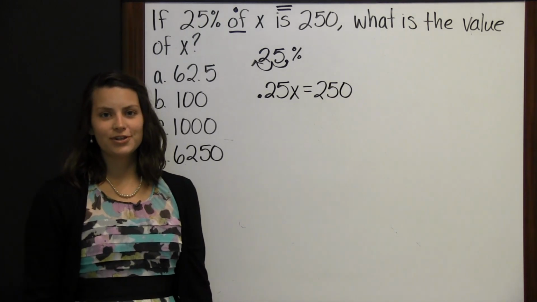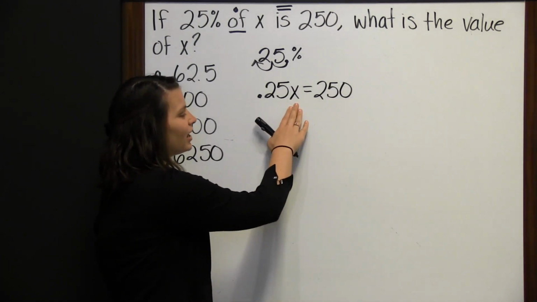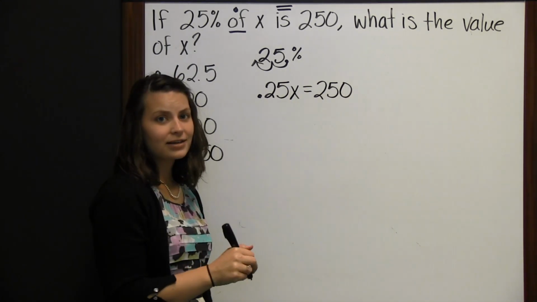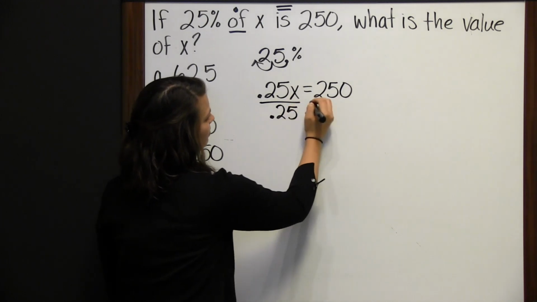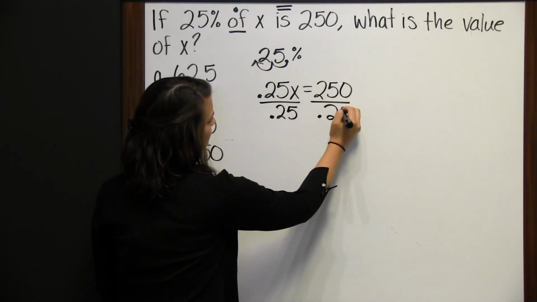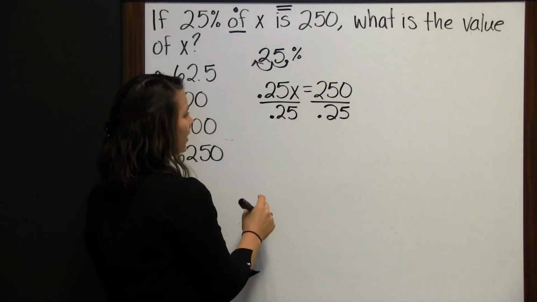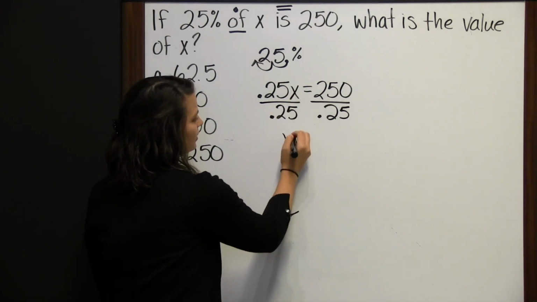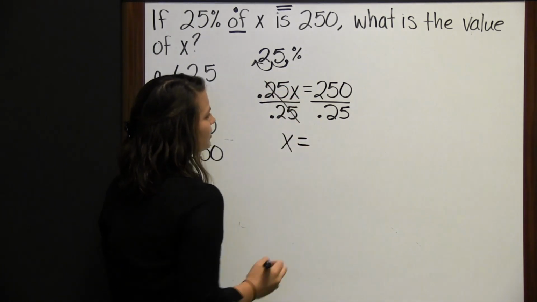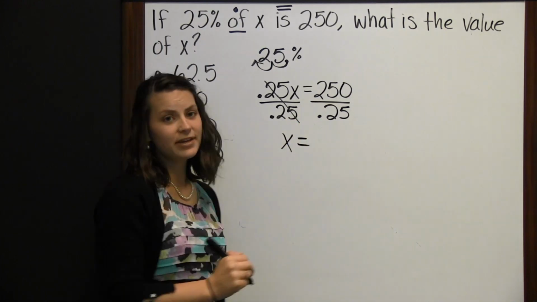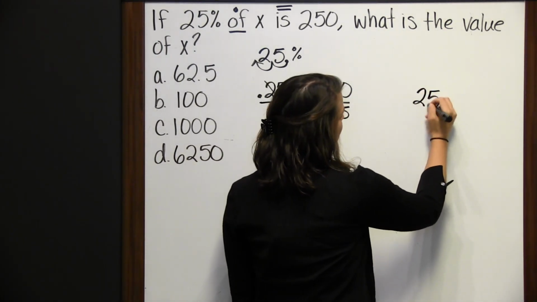Now that we've written our equation, we just need to solve. So this is 25 hundredths times x. To solve for x, we do the opposite of multiplying, and we divide both sides by 25 hundredths. So 25 hundredths divided by 25 hundredths is 1, and 1 times x is simply x. So those cancel out. We bring down the equal sign, and if you have a calculator, of course you can divide that in a calculator, but I'm going to work it out off to the side.